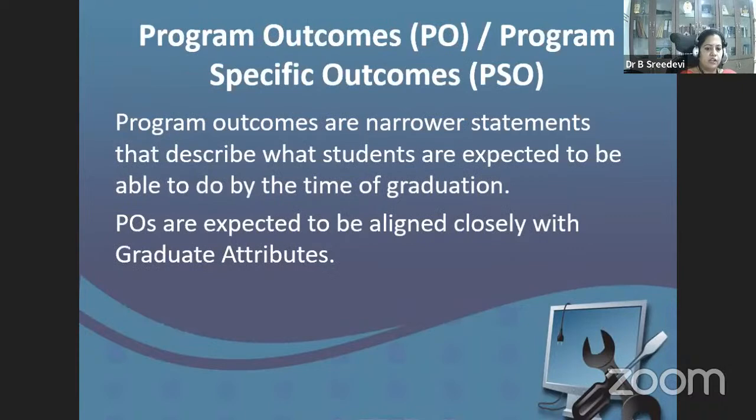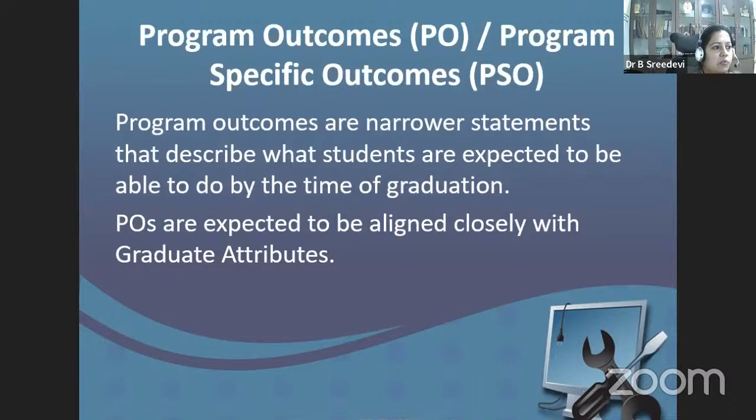Then program specific outcomes, a new terminology here. What is the meaning of this? You narrow down the keywords which are specific to your program. For example, I have developed a Center of Excellence. I have signed an MOU with, say, Microsoft or IBM or Cisco. If I take the example of Cisco, they are pioneers in networking. So what I can evolve as my PSO, one of my PSOs, is to become a center of excellence in the field of networking.